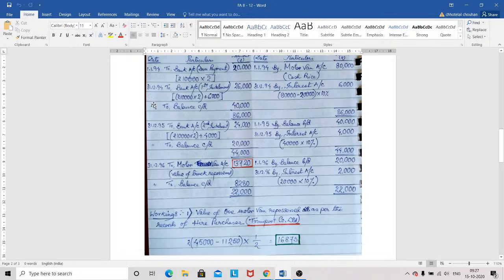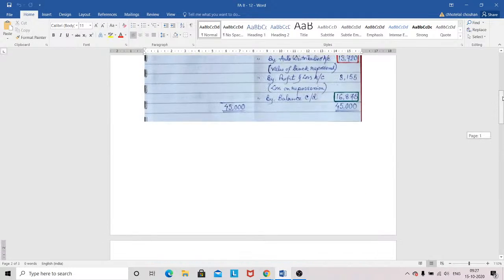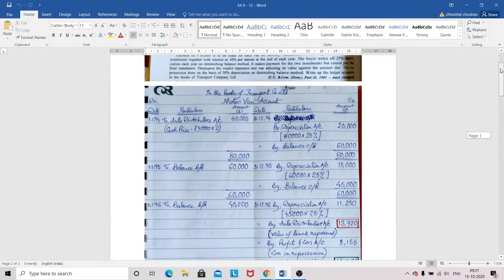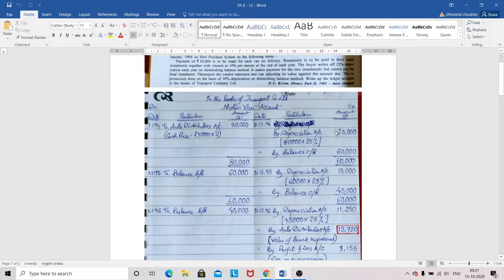Now we'll transfer that 40,000 to the next year. It is 1/1/1995 by balance BD 40,000. First year is over for the hire vendor account actually. Now come to the asset account. Simply you have charged depreciation 20,000, so balance CD will be 60,000. Now go to that balance CD, transfer the balance BD on the 1/1/95, 60,000, finished.